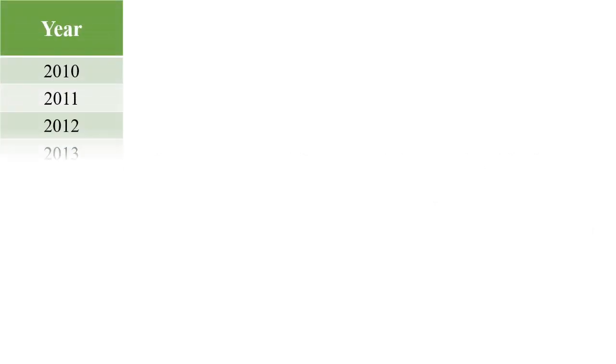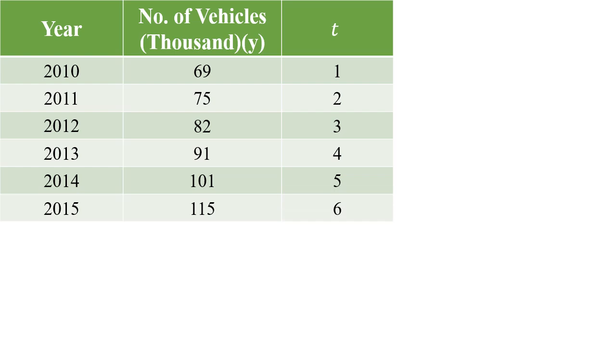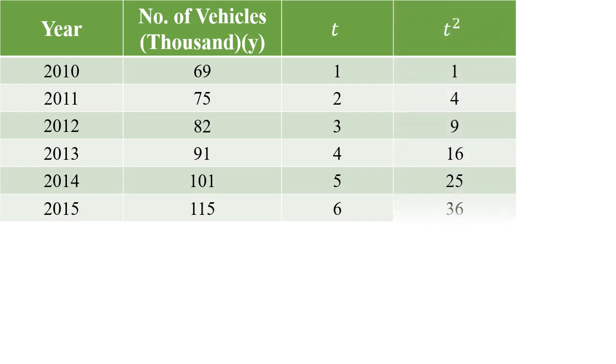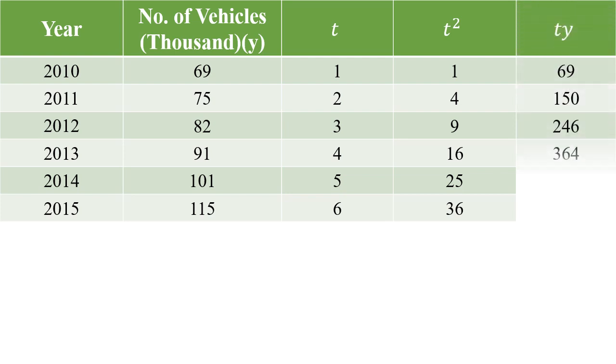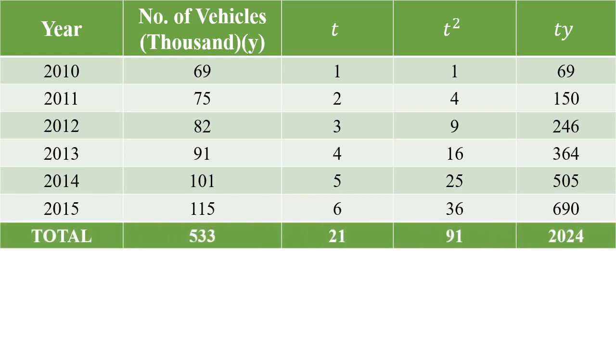We will start by copying the data into our table, the years 10 to 15, then the number of vehicles in thousands as it is in the question, and after that we will convert the years into the t variable 1 to 6, and then we will make a square of the t variable to get t square, and then we will multiply t with the y to get the ty column.